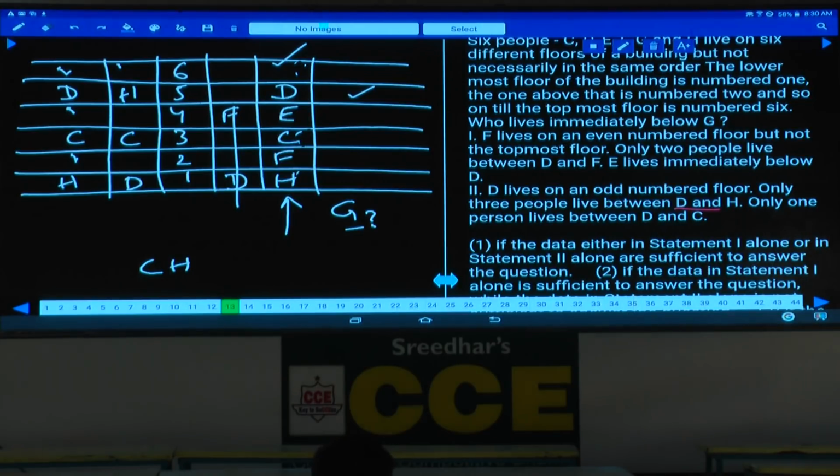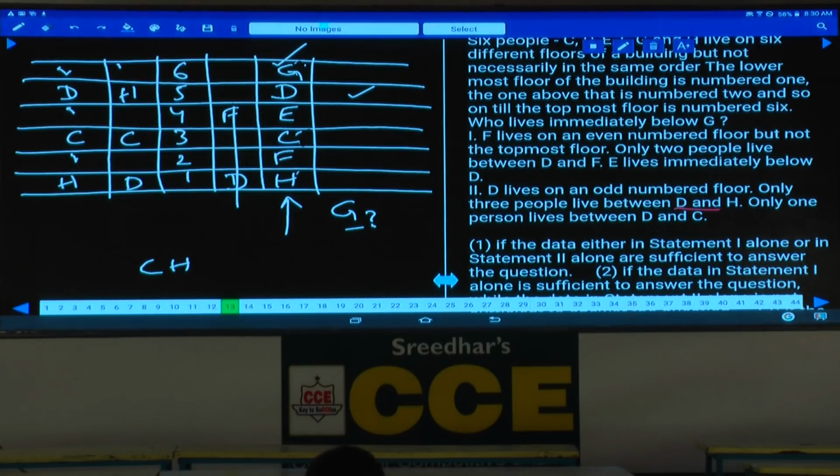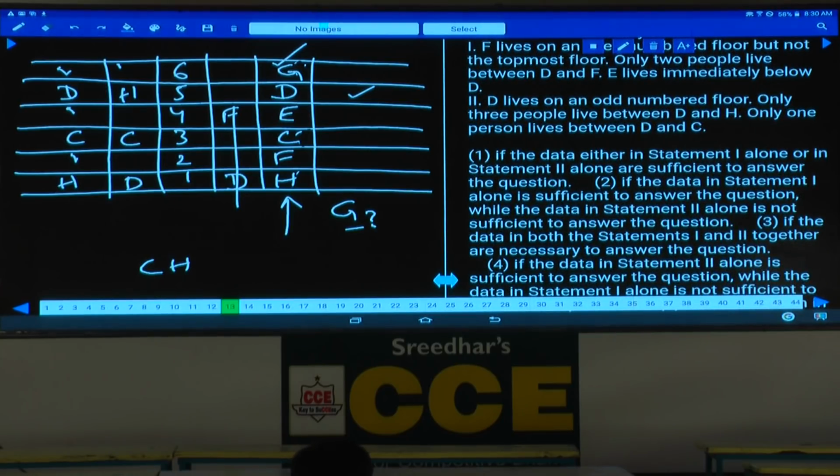Then finally, who is the person left over? G. And who is immediately below this G? D. Hence, are we getting the answer or not? Only one answer, isn't it? How did we get the answer? By combining these 2 statements we got the answer. Data in both statements 1 and 2 together are necessary, that is choice 3. Question number 13, choice 3 is the answer.